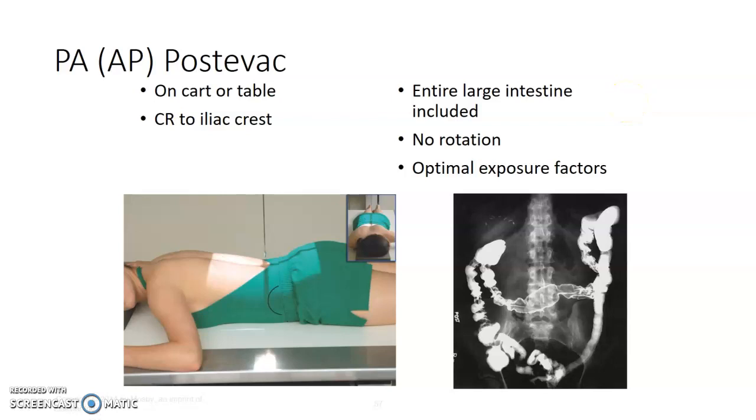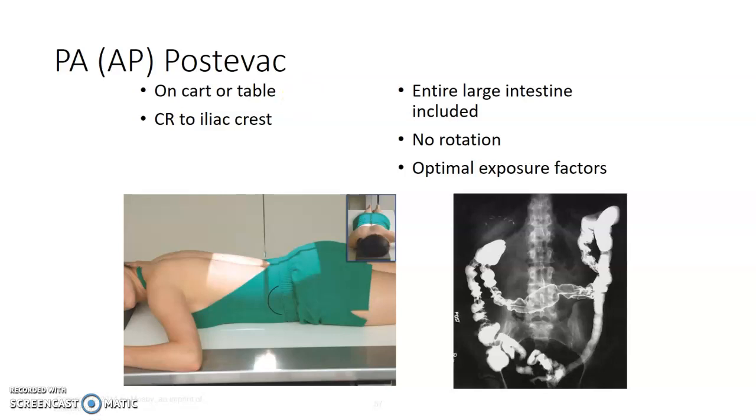What does that mean? You're going to ask your patient, after you remove the tip from their rectum, to get up and use the bathroom and try and evacuate as much of that contrast as they can. When they come out of the bathroom, you're going to take either a PA or an AP, most likely an AP, and we call it a post-evac. This is on cart or table, cart or stretcher, right? Or table, depending on your patient.